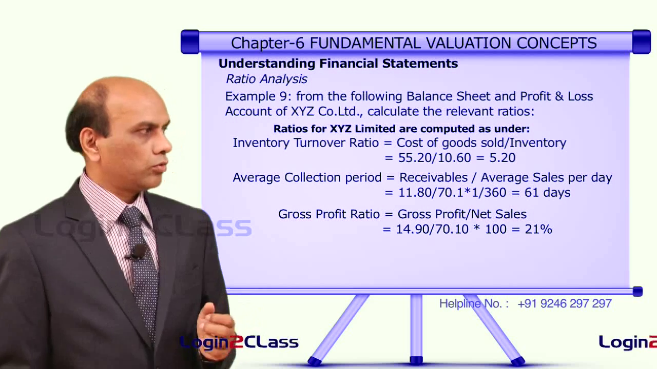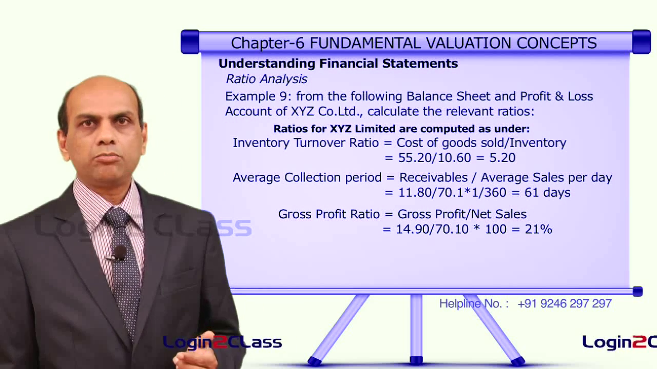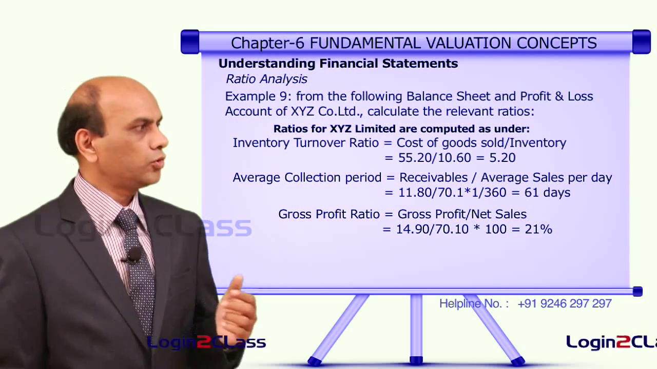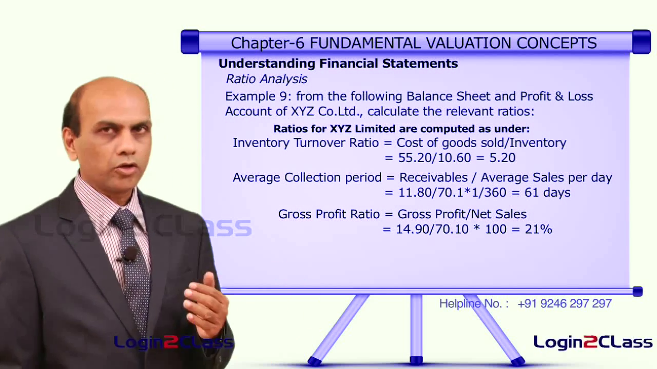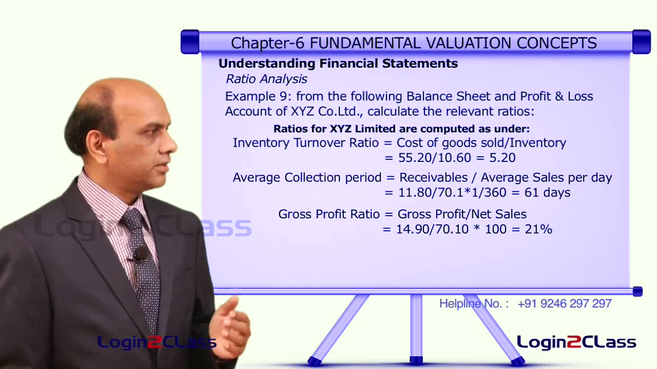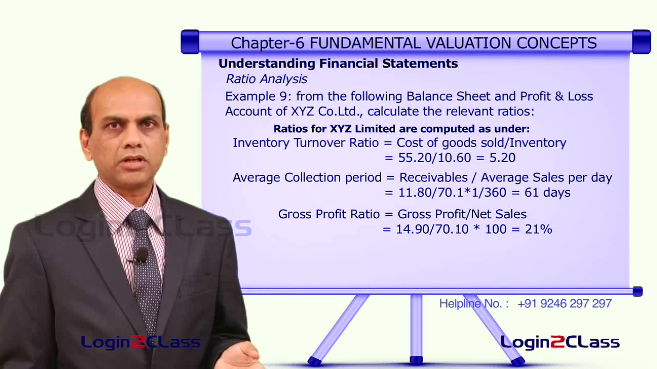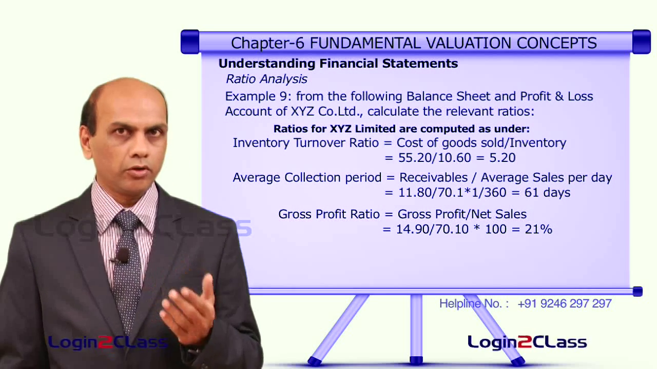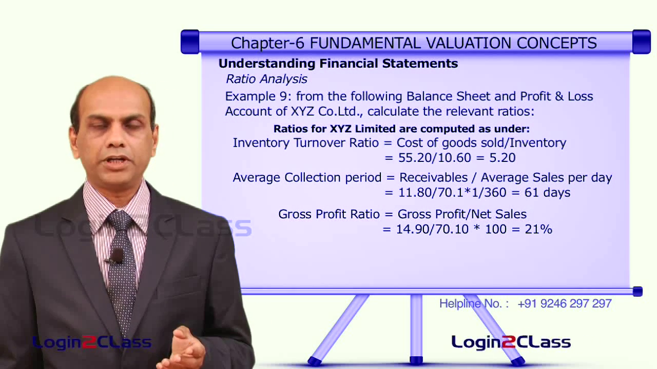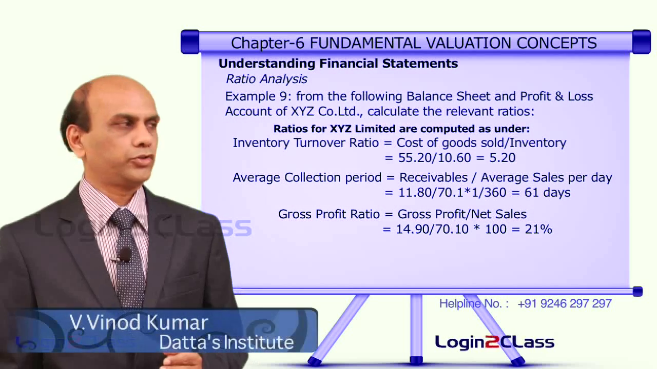Gross profit ratio: the gross profit divided by net sales. This is shown in the profit and loss statement. 14.9 is the gross profit, divided by 70, which is the net sales of the company, times 100, gives you 21%. So the gross profit ratio is 21%, which is a very good ratio.